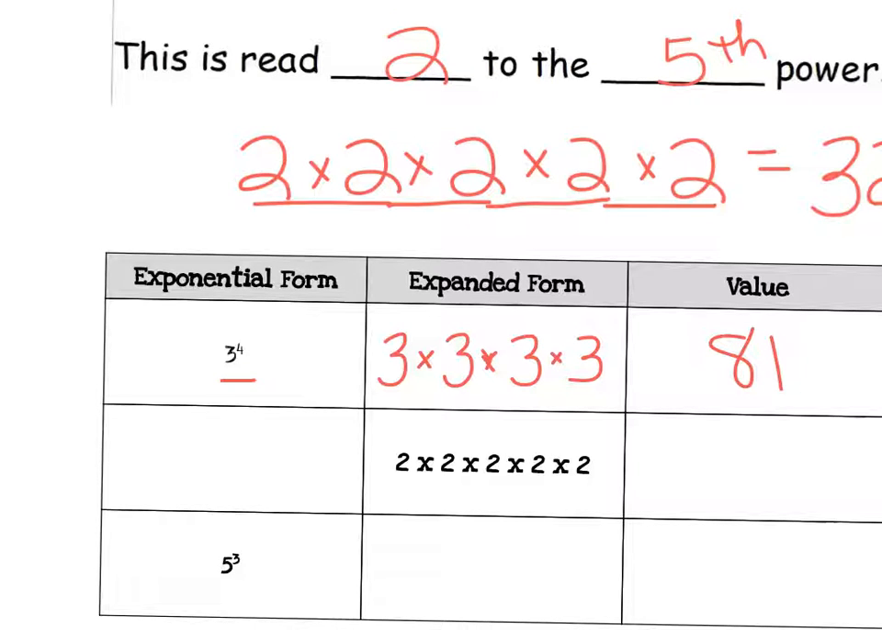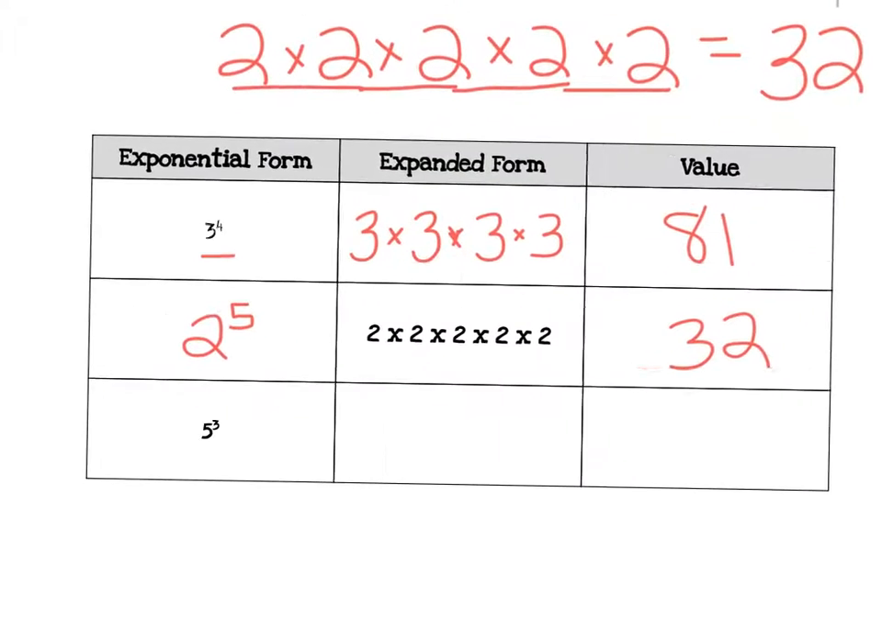Okay, the second row, we're multiplying 2s, so I know that 2 is going to be the base number, and then you have to count how many 2s, 1, 2, 3, 4, 5, so we're multiplying that 5 times, so that's going to have an exponent of 5. We would read it 2 to the 5th power, and hey, that's just like what we did up above, so we already know the value of that would be 32.